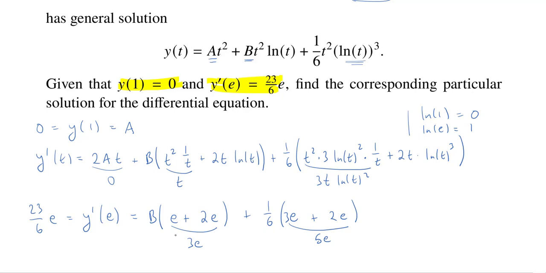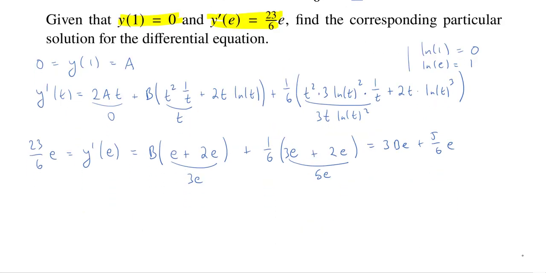So in total, I have 3 times b e, plus 5 sixths e. Now I'm just solving for b. If I subtract 5 over 6 e from both sides, on the left-hand side I'll get 18 over 6, since 23 minus 5 is 18, and 18 over 6 is 3. So I get 3e equals 3 times b e. I'll just divide by 3e, and that gives me b is equal to 1.